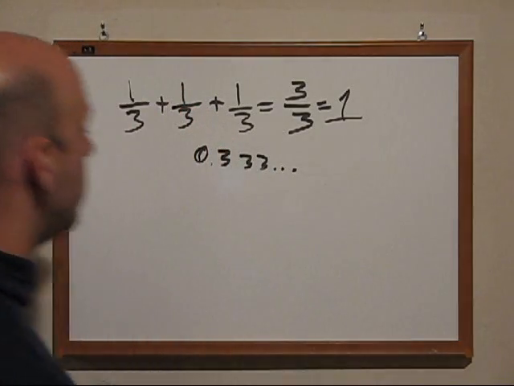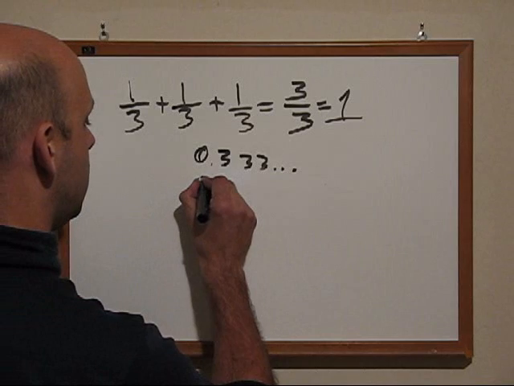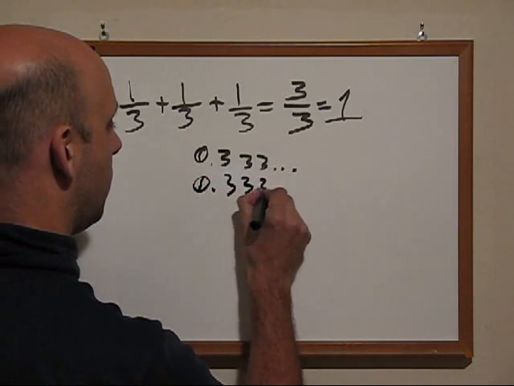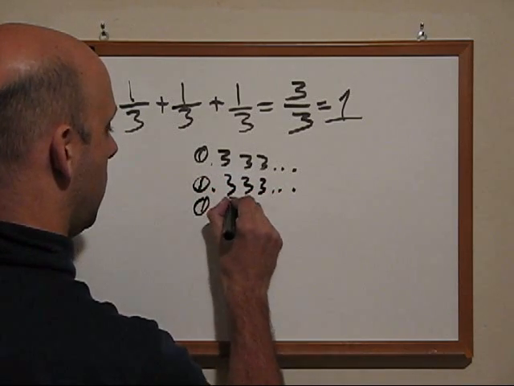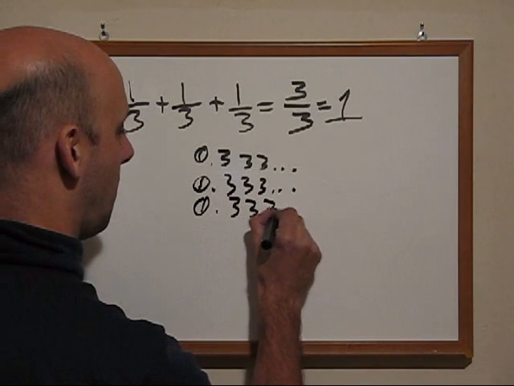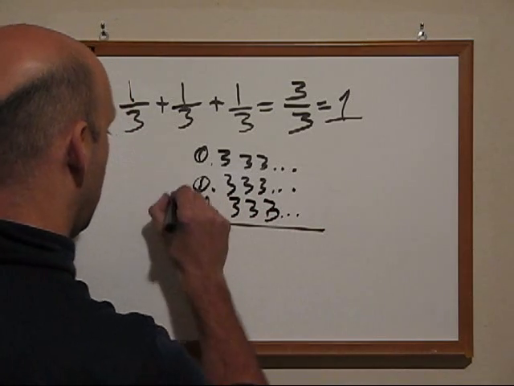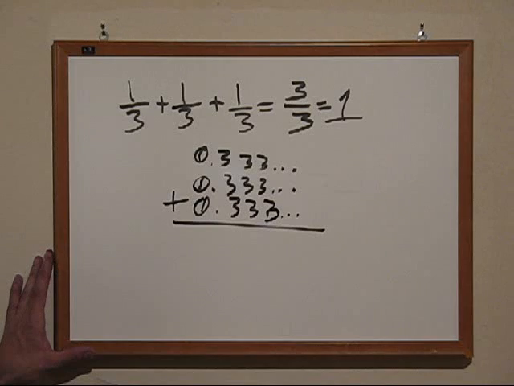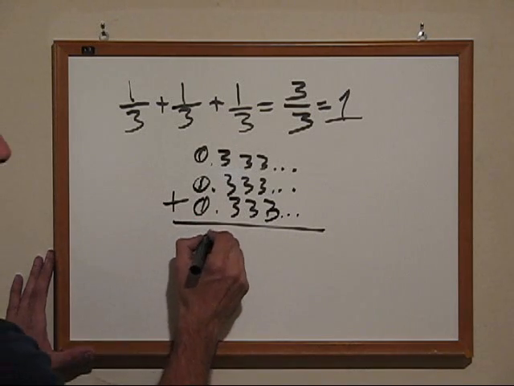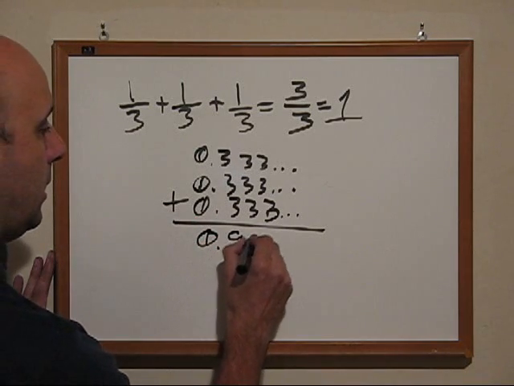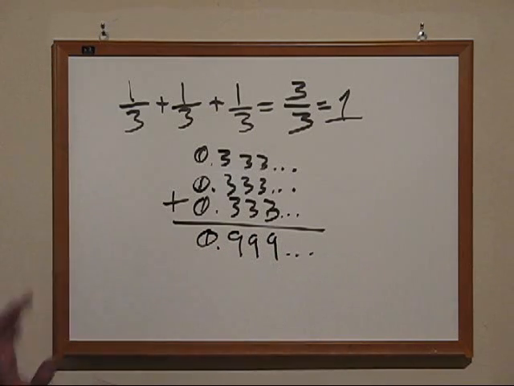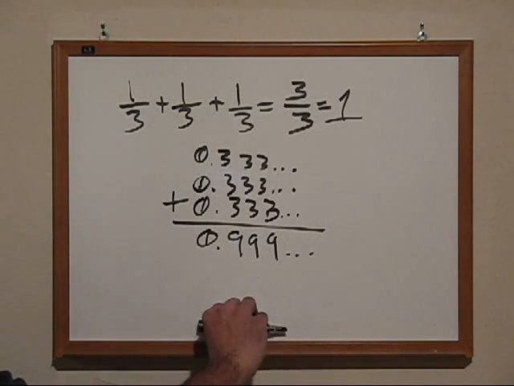And then the next thing we'll do is add these together. 3, 3, 3. 3, 3, 3. And plus. As you can see, clearly, this comes out to 0.999 repeating. So there we go. 1 is equal to 0.99999.